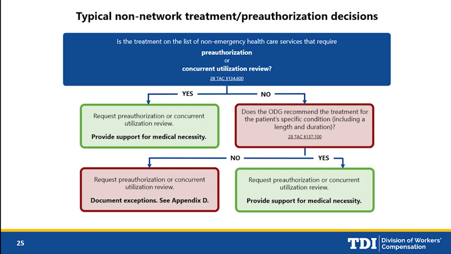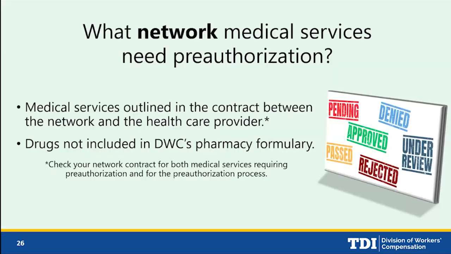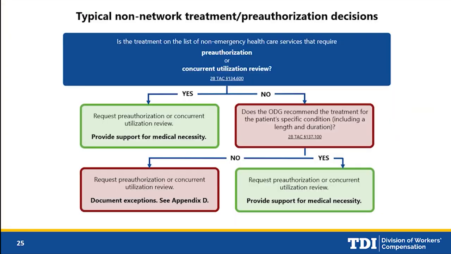But the first question that you need to ask yourself for both is, is the service that you're providing on that list that requires pre-authorization or not? If it is on the list in 134-600 P1 through 12, you need to request pre-authorization. If it's not on the list, go to the ODG, see if it's recommended, and then go from there. So remember, office visits do not require pre-authorization. Again, let me say that again.